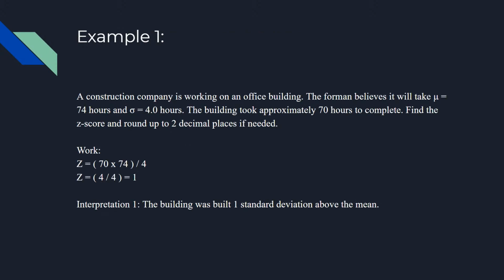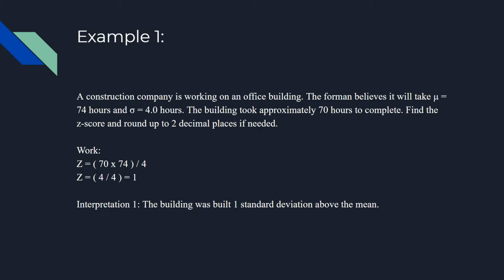Example 1. A construction company is working on an office building. The foreman, I know I spelled it wrong, there's supposed to be an E here, believes it will take a mean of 74 hours and a standard deviation of 4 hours. If the building took approximately 70 hours to complete, we must find the z-score and round it up if needed.